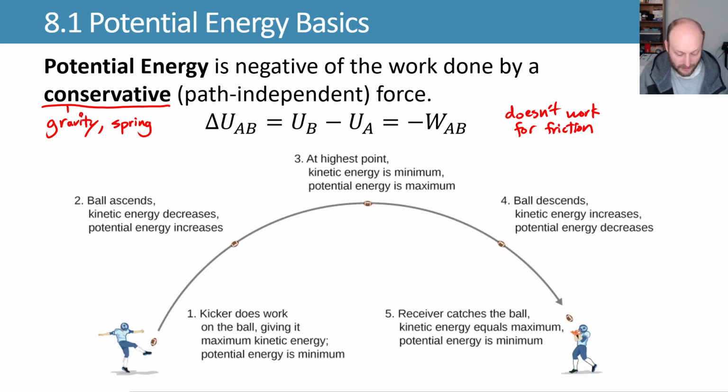Thinking about it here, if you kick a ball, it has some kinetic energy. As the ball ascends, the kinetic energy decreases and the potential energy, due to its presence in Earth's gravitational field, increases. That's why we define it as the negative, so that as you go up, you gain potential energy as the kinetic energy decreases. Then at the highest point, you have your maximum potential energy and your minimum kinetic energy. And then as you descend, you lose potential energy and it gets converted back into kinetic energy. There you go.